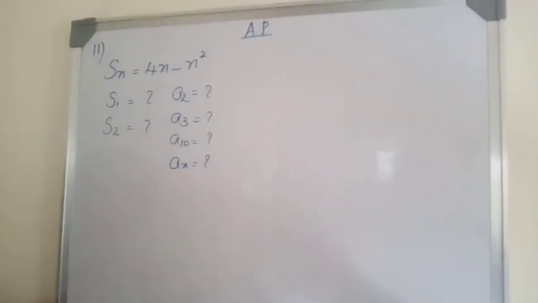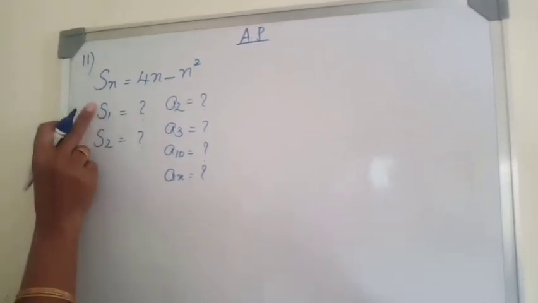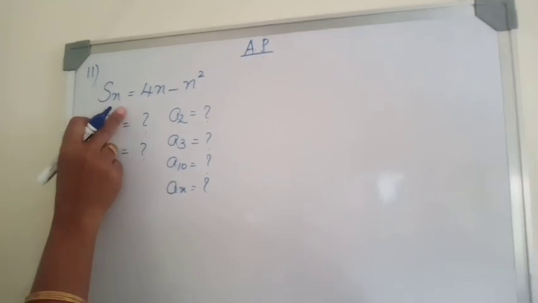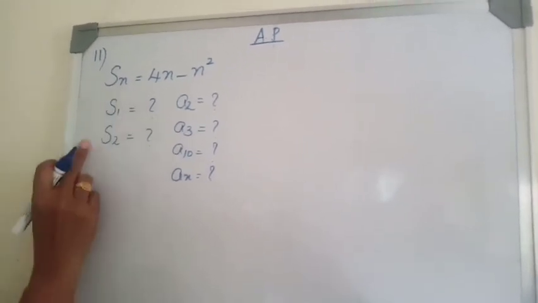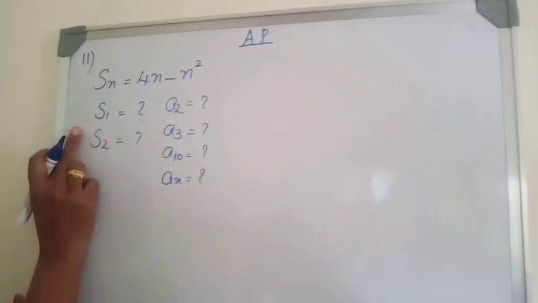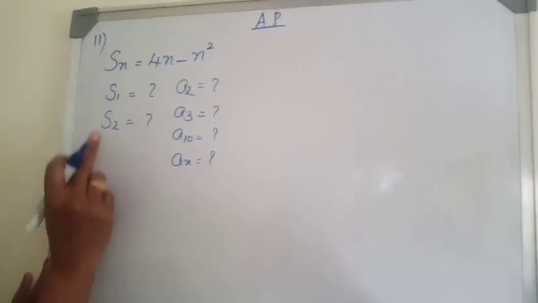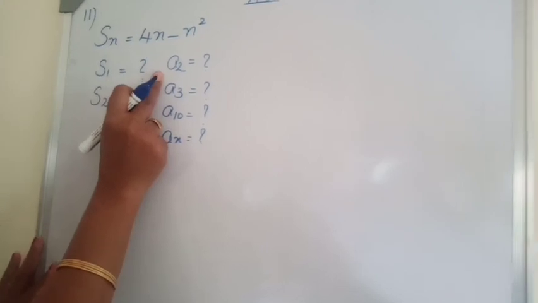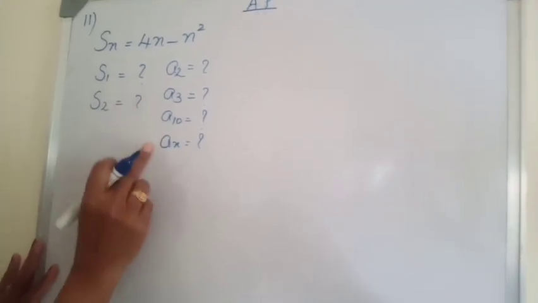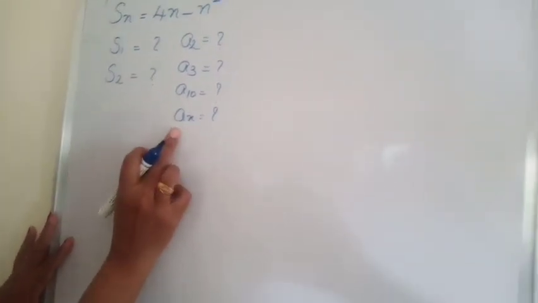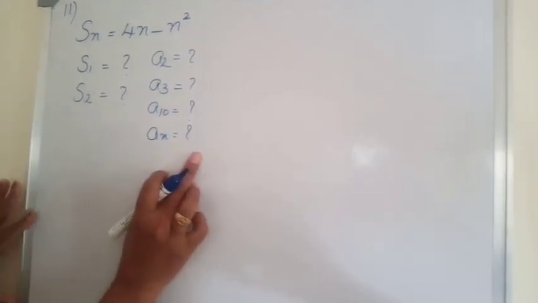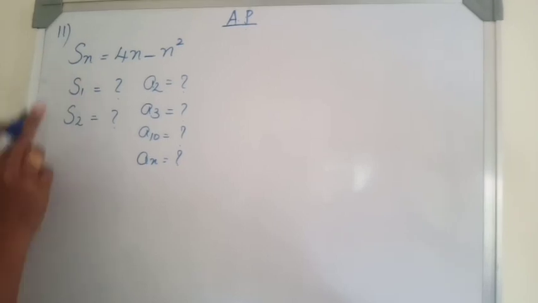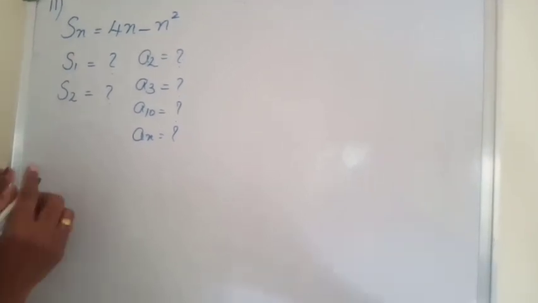So, again I will repeat. Sum of first n terms is given as 4n minus n square. Sum of n terms is denoted by Sn. And they asked to find out sum of one term, that is S1, sum of two terms S2, then second term A2, third term A3, 10th term A10 and nth term An. So, Sn is the sum of n terms. What is meant by Sn? Adding all the n terms.